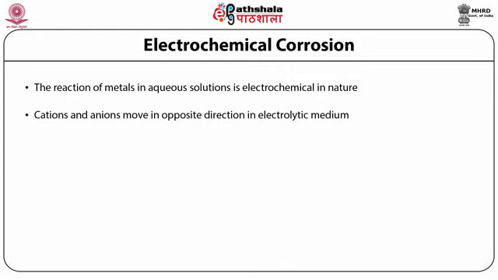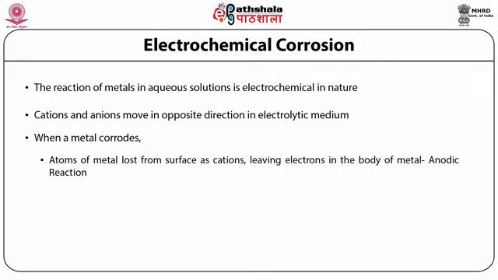When an electrode reaction takes place at a metal surface, the electron flow in the metal corresponds to an ion flow in the electrolyte. When a metal corrodes, atoms of the metal are lost from the surface as cations, leaving behind the requisite number of electrons in the body of the metal. This dissolution of metal is called an anodic reaction and takes place at an anode. The anodic reaction always involves the release of electrons or electrochemical oxidation.